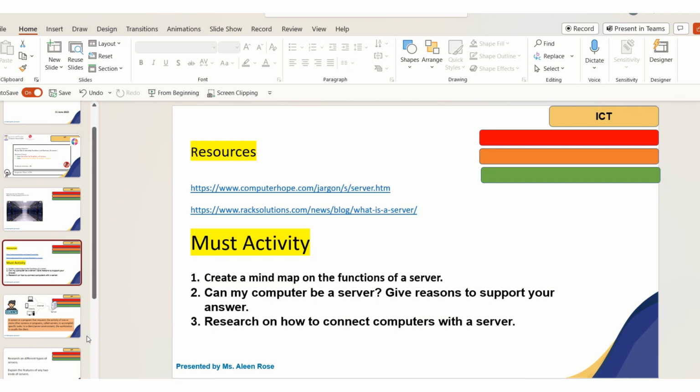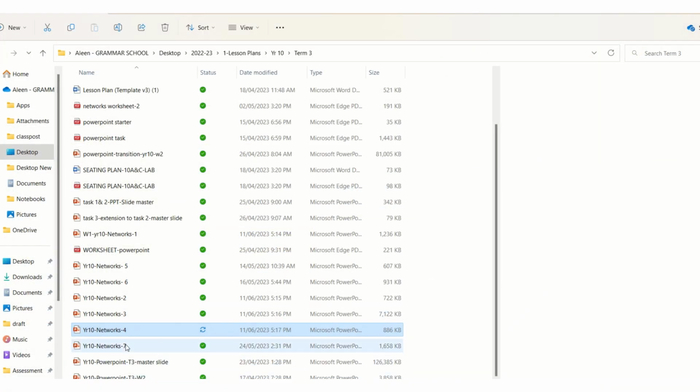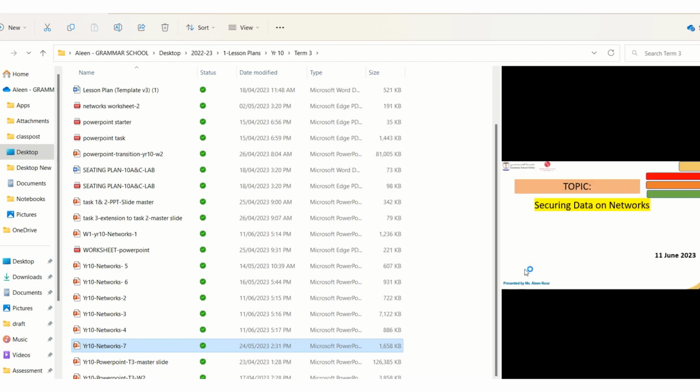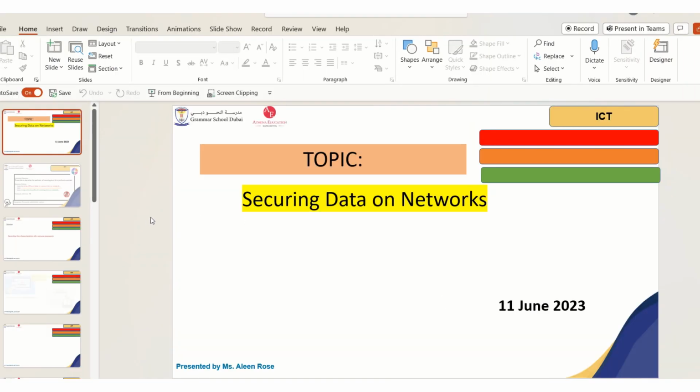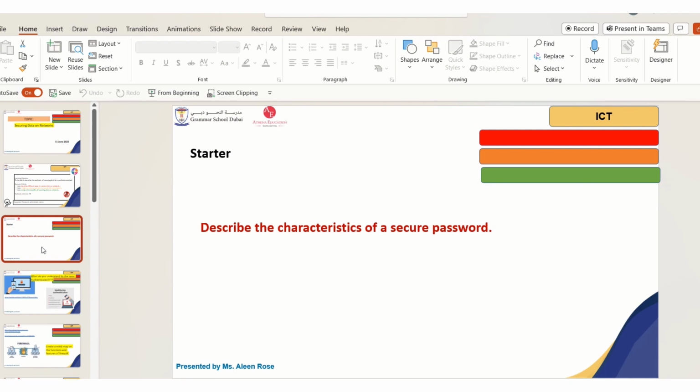Then we have one more, that is a web server. Web server handles requests for data made through HTTP, which is a type of protocol. So web server is the one who gives access to all the contents that are stored in the server. Speed and volume of data transfer we already discussed. Securing data on networks.